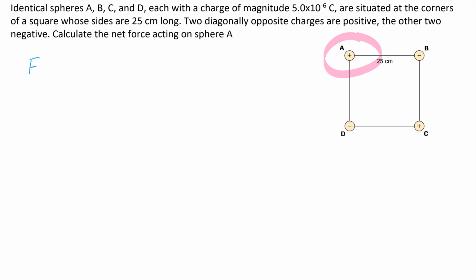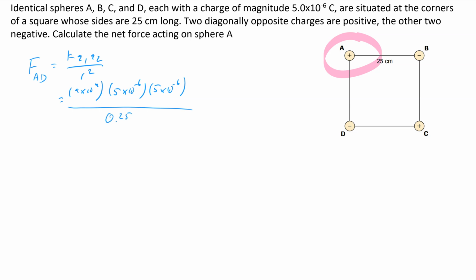First, let's do the force of A and D. So that is k q1 q2 over r squared. So 9 times 10 to the 9, 5 times 10 to the negative 6, 5 times 10 to the negative 6, and we know each side is 25 centimeters long, so 0.25. And when we plug this into our calculator, we end up with an answer of 3.6 newtons.